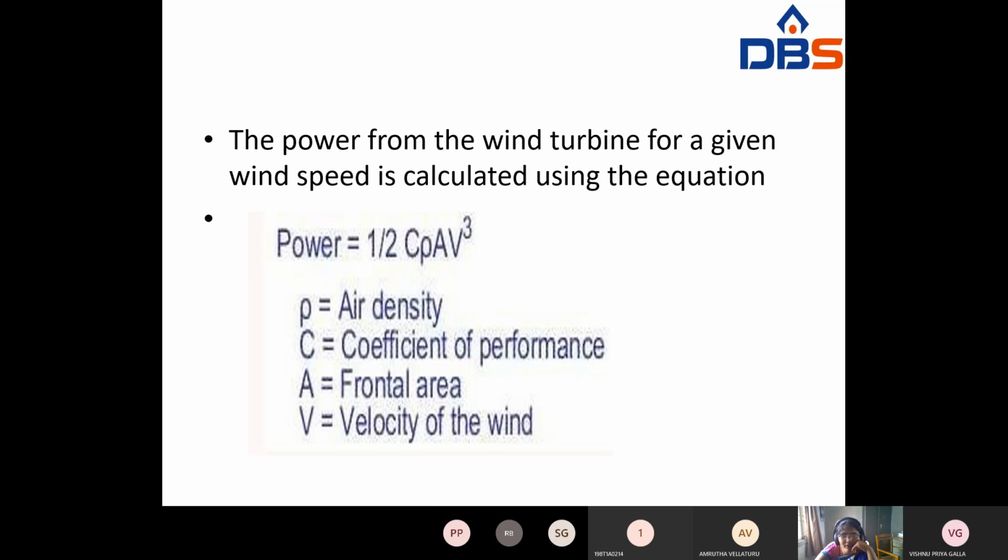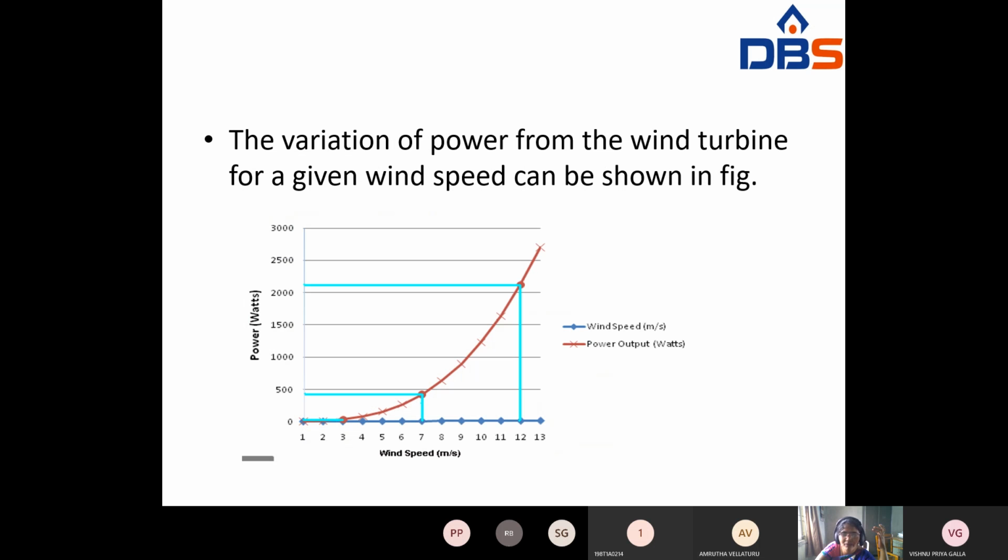This is another formula of a wind turbine to measure the power, that is half Cp rho A V cube. Rho means air density, Cp means coefficient of performance, A means frontal area, V means velocity of the wind. So the variation of the power from the wind turbine for a given wind speed: the wind speed you take in meters per second, and this is the power. Whenever the wind speed increases, the power produced also increases. That is nothing but a parabola shape.